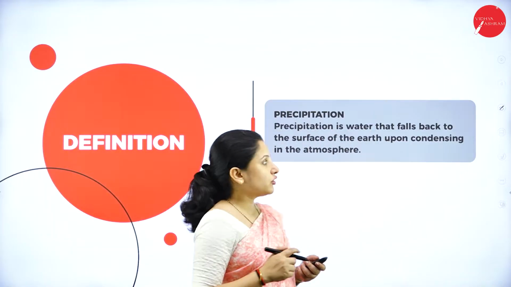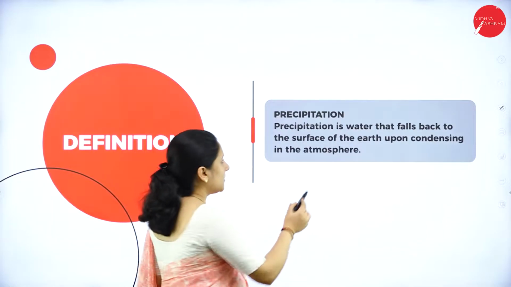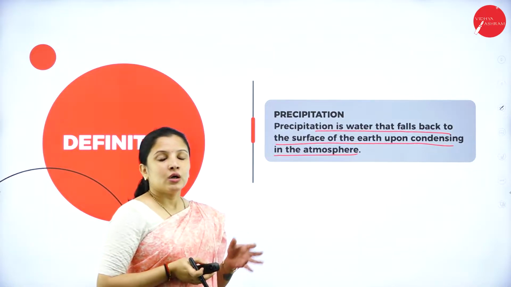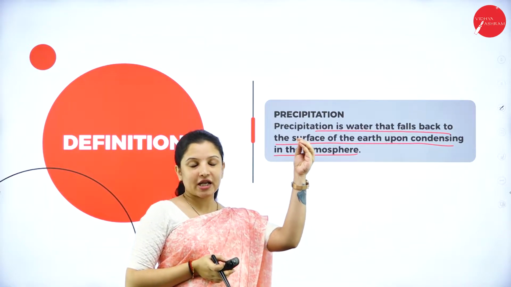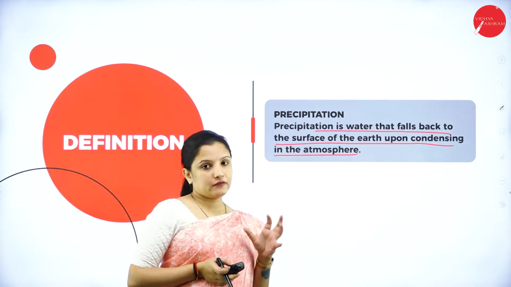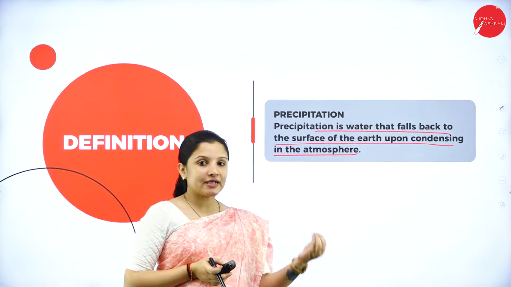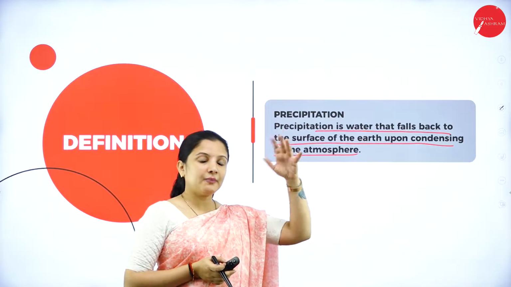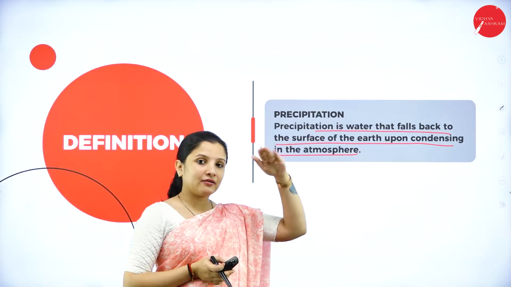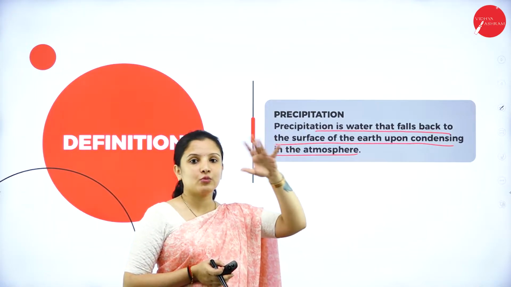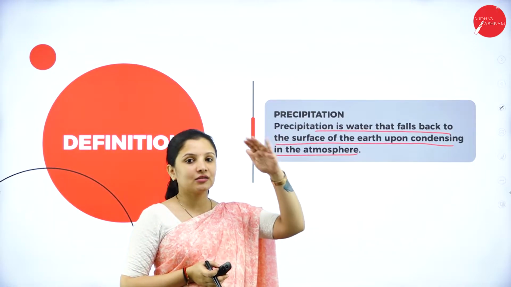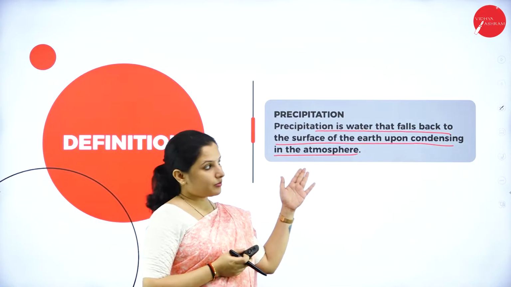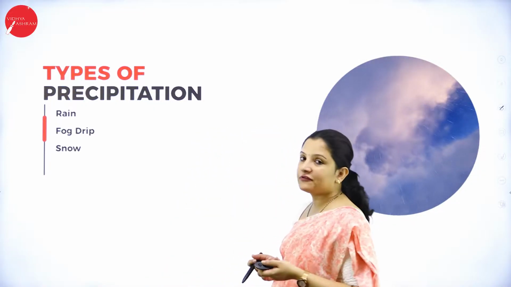So let's see the definition of precipitation. Precipitation is nothing but the water that falls back to the surface of the earth upon condensing in the atmosphere. Whatever solar radiation enters the earth's atmosphere, a part of it is absorbed by the earth's surface. This causes heating of the land. Therefore, part of the water in water bodies gets evaporated, moves up and forms clouds. Now, there is colder air. So when evaporation is occurring, the warmer air meets the colder air. When the warm air mass meets the cold air mass, the cloud that is formed will condense and come down as rain. That rain is nothing but precipitation.